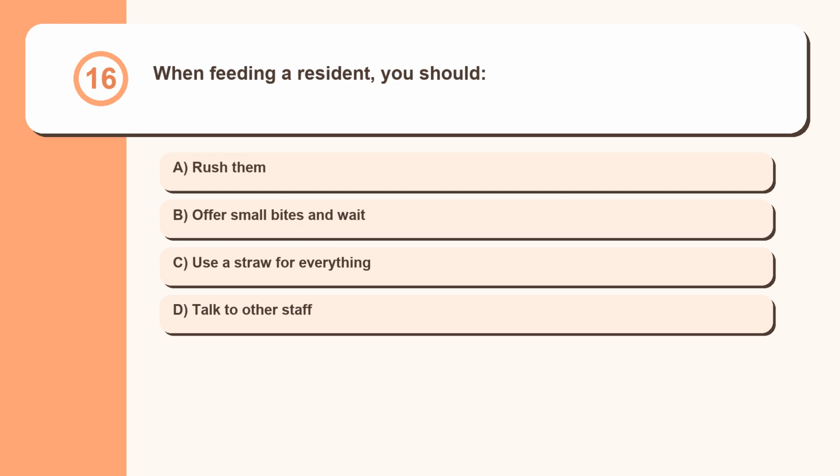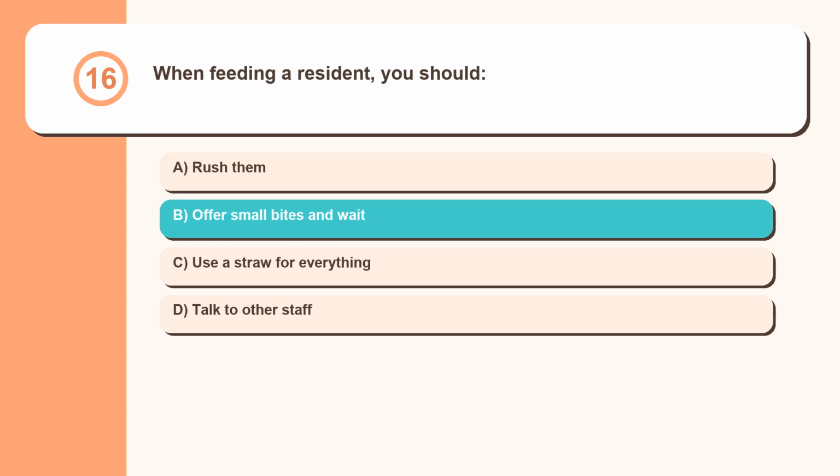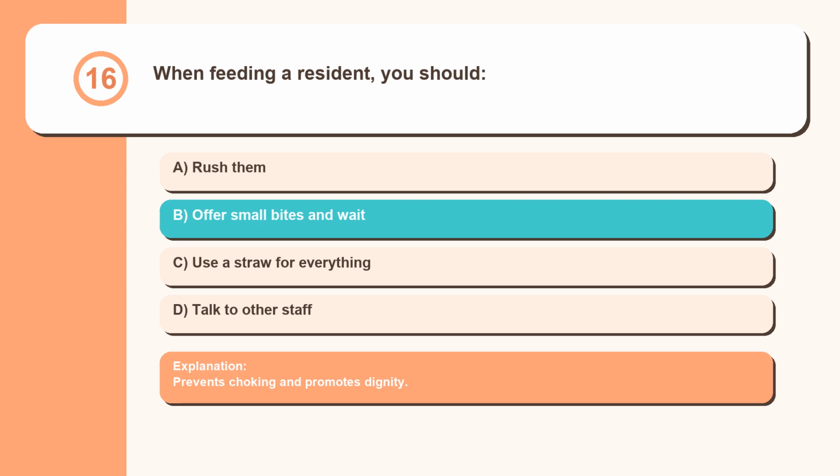Question 16. When feeding a resident, you should rush them, offer small bites and wait, use a straw for everything, talk to other staff. Prevents choking and promotes dignity.